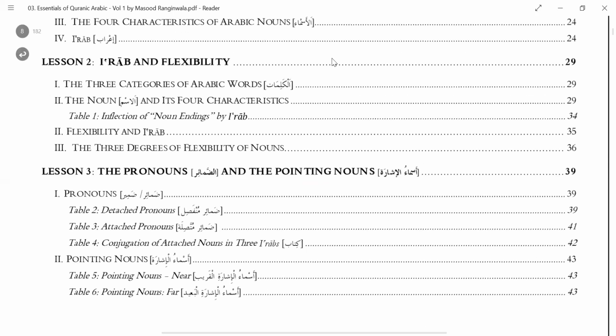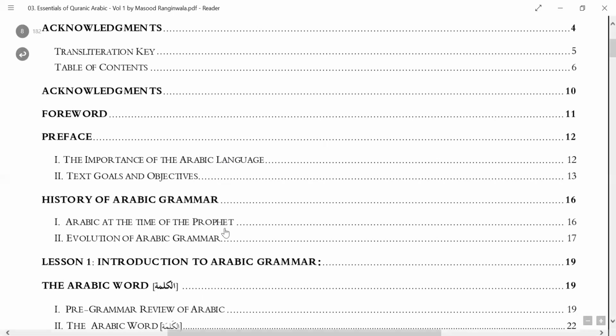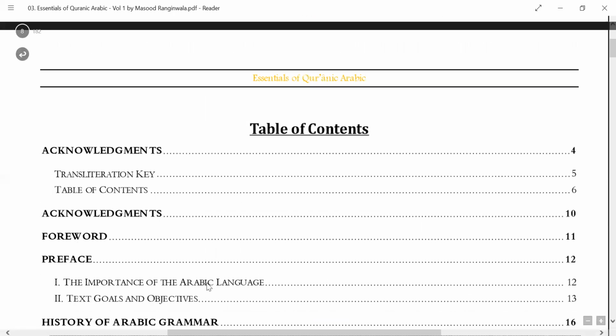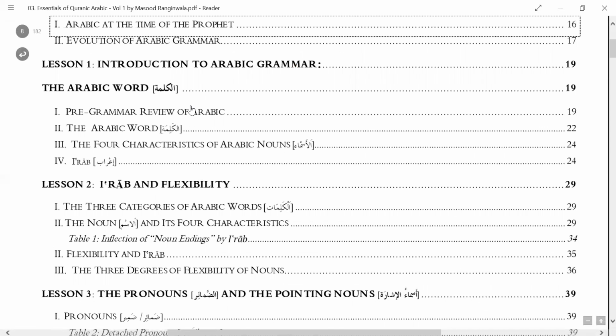Then the actual study starts here, which is, one second here. Introduction to Arabic, I'm sorry. It's actually hyperlinked, so one click would take me to that topic. So let me go back there. So we were here. Introduction to Arabic grammar. In that is your lesson 1, which is where the actual study begins.